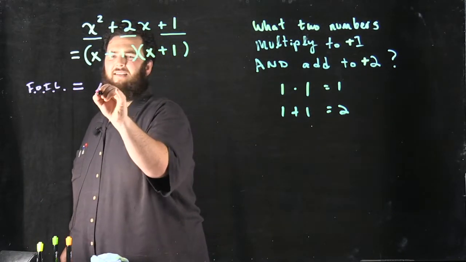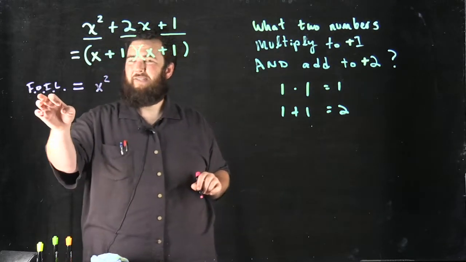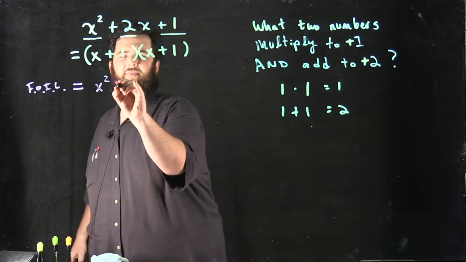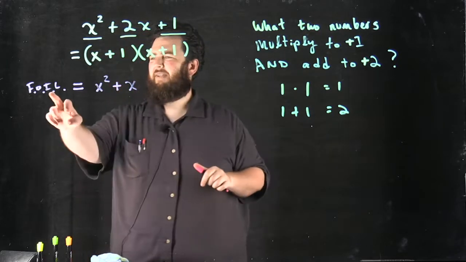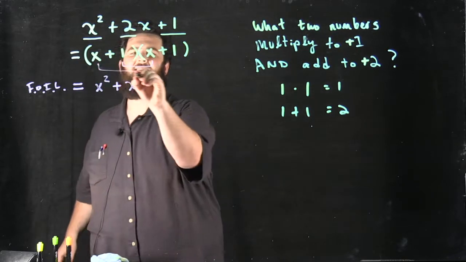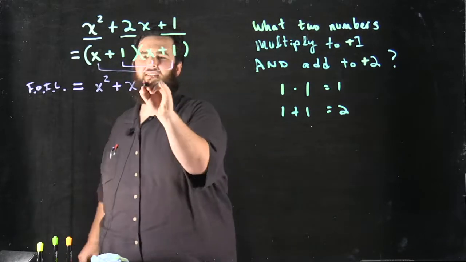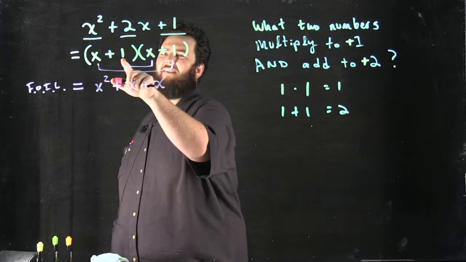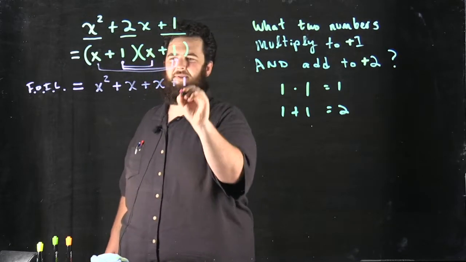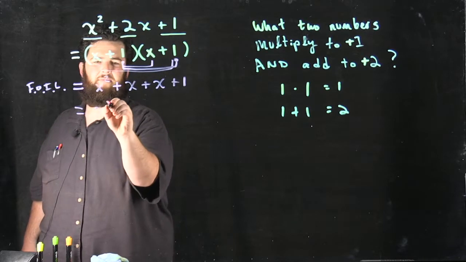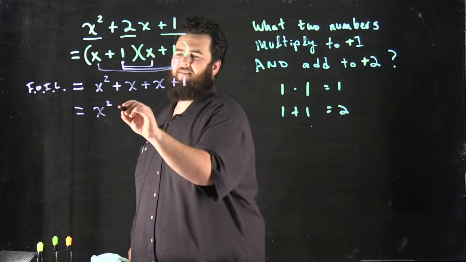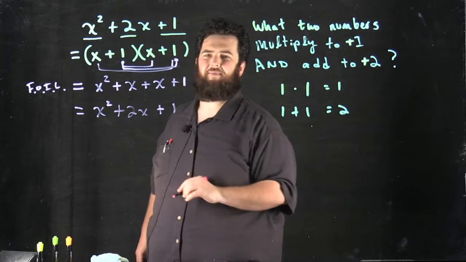X times x is x squared. We multiply the outsides, meaning the first and the last. X times 1 is x. Now, inside, multiply the insides here. These are the outsides. This is the inside. X times 1. And now last for L, the last of them. 1 times 1 is 1. Now if we collect like terms, we're going to have x squared plus x is, there are 2x and plus 1.